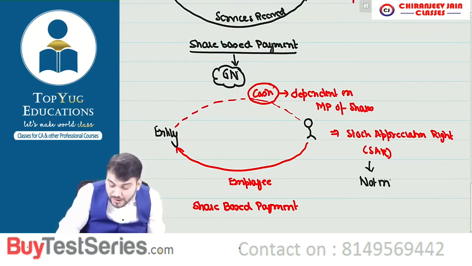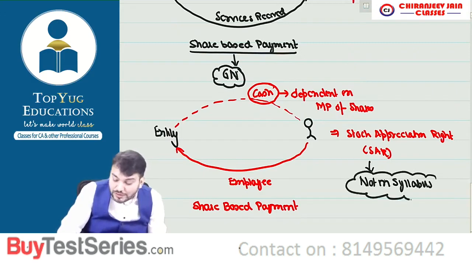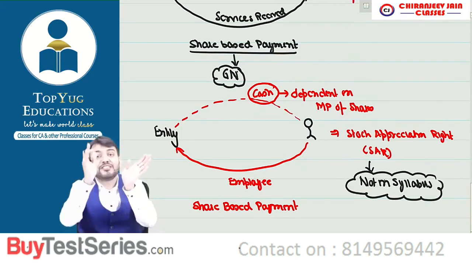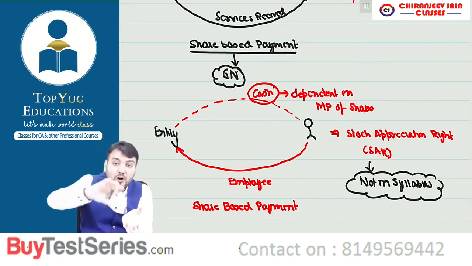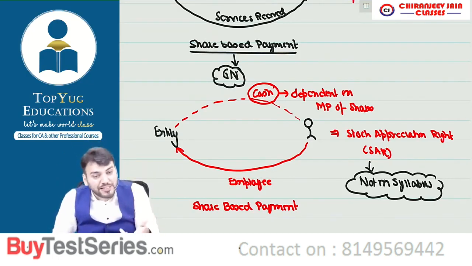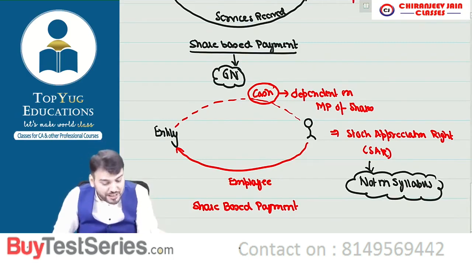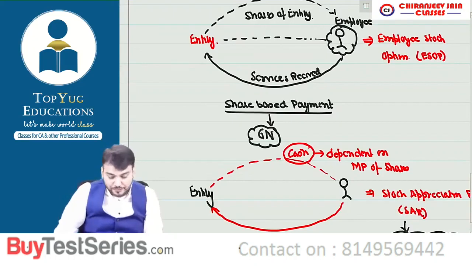Not in syllabus. Why? Because what is the name of the chapter? Employee stock option. So the wider term is employee share based payment. Employee share based payment, and ESOP is an example of employee share based payment. Correct? Understood this point? Yes, sir.